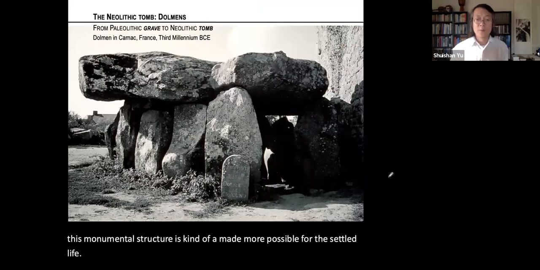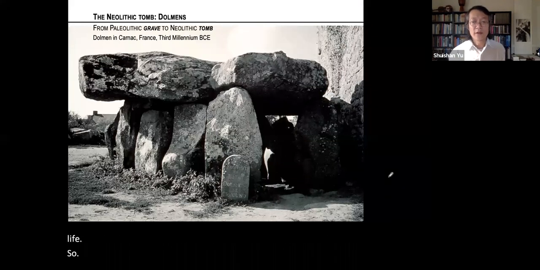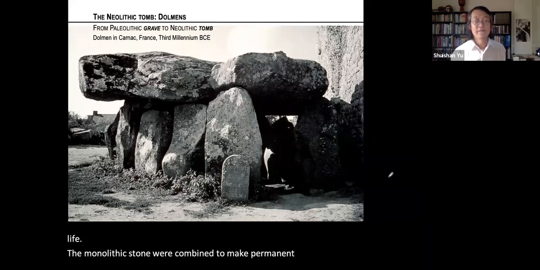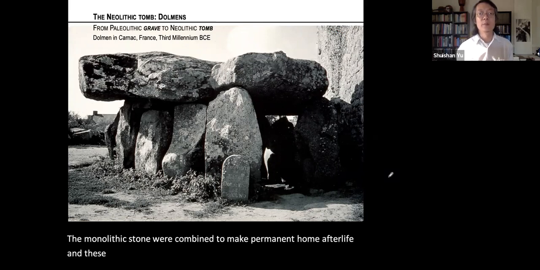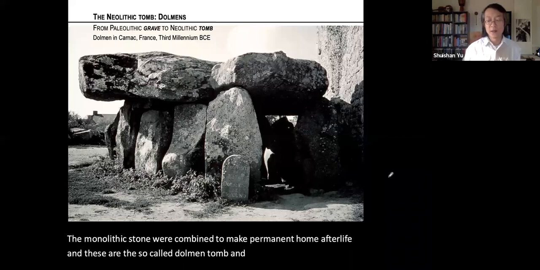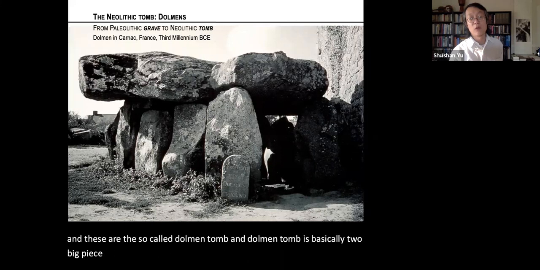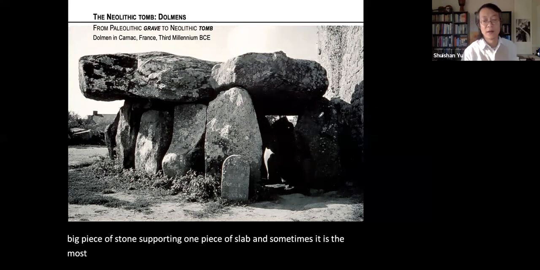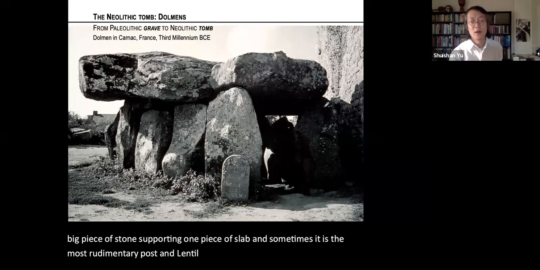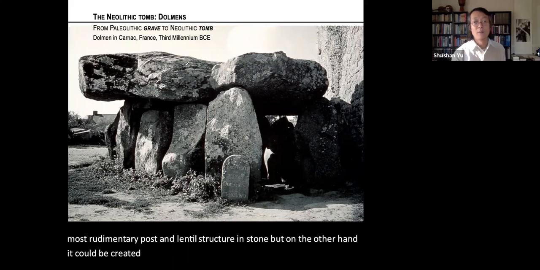So the monolithic stones were combined to make a permanent home for the afterlife. And these are the so-called Dolmen Tombs. And the Dolmen Tomb is basically two big pieces of stone supporting one piece of slab. Sometimes it is the most rudimentary post and lintel structure in stone. But on the other hand, it could be created to form a large tomb.